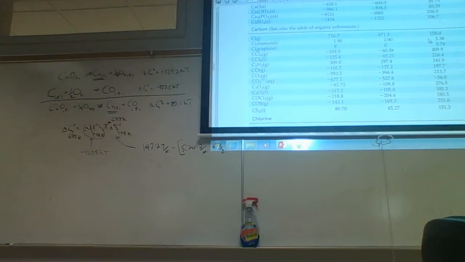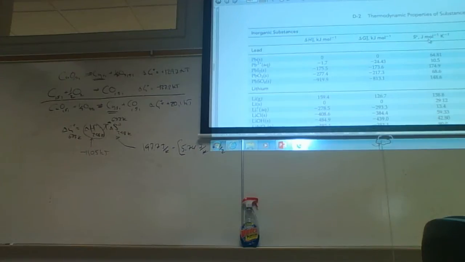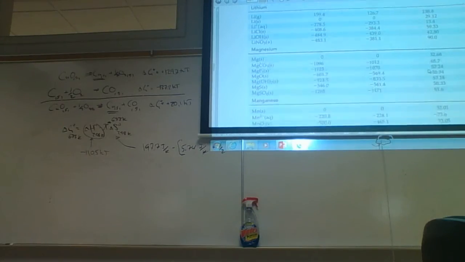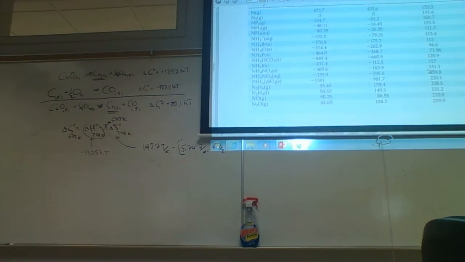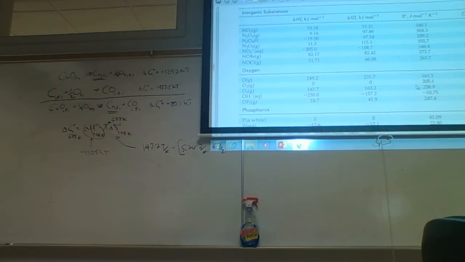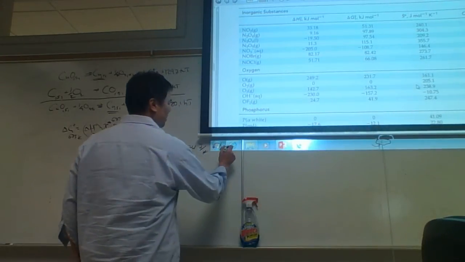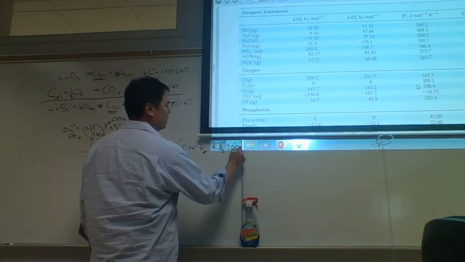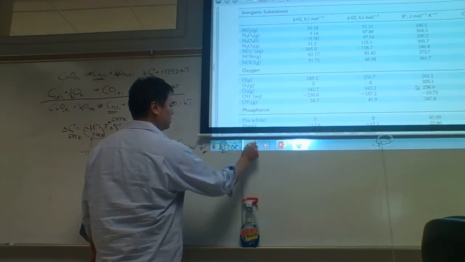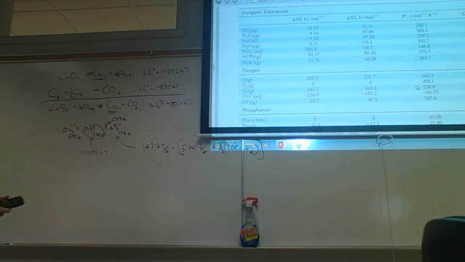Is it? Well, I don't know. 205.1. So that's going to be 1/2 times 205.1 joules per Kelvin, because we have a half a mole. And so let's see what it comes out to here.